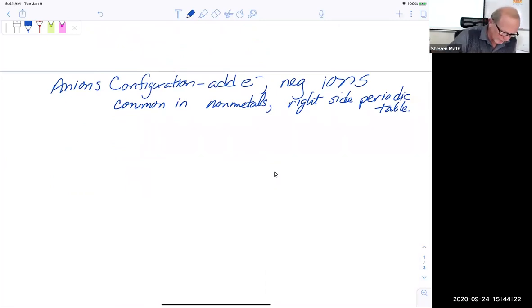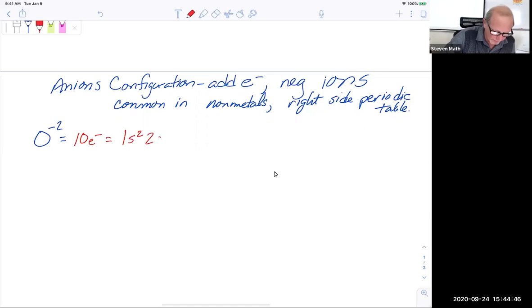Let's start with something super simple. Let's grab oxygen. Oxygen's the most common thing in the world. It wants to form a -2 ion. Oxygen normally has 8. Now for these, we're going to want to add electrons to it. So this is going to end up with 10 electrons. 1s2, 2s2, 2p6.